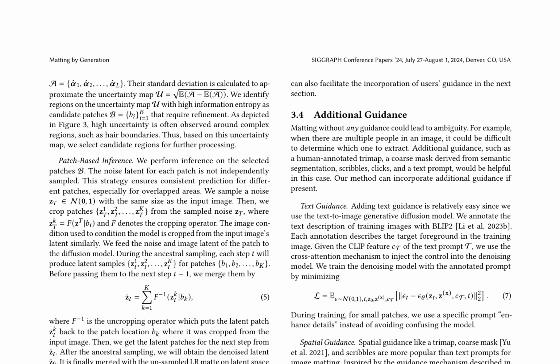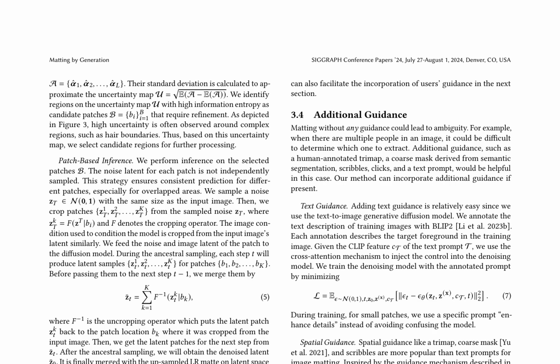The proposed method for image matting utilizes a generative approach, leveraging a pre-trained diffusion model to refine the alpha matte. The process begins with the calculation of an uncertainty map, which identifies regions requiring refinement. Candidate patches are selected based on high information entropy, and patch-based inference is performed using a noise latent that is not independently sampled. This strategy ensures consistent prediction for different patches, especially in overlapped areas.